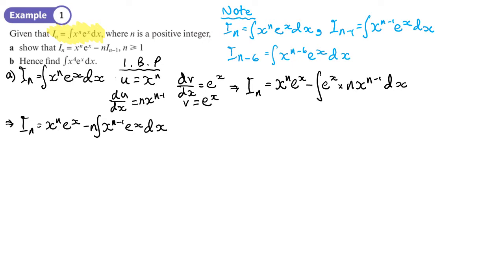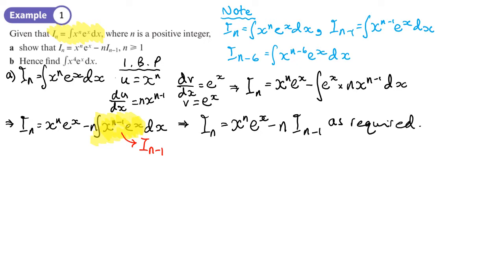Now this part here is like this part here, but with n minus 1. So this integral, the whole integral here, is equal to I sub n minus 1. So instead of writing that integral in yellow, I could write this is equal to this. So I sub n is equal to x to the power n e to the x minus n times I sub n minus 1. Now have a look, that's what we needed to prove, so we can just put as required.